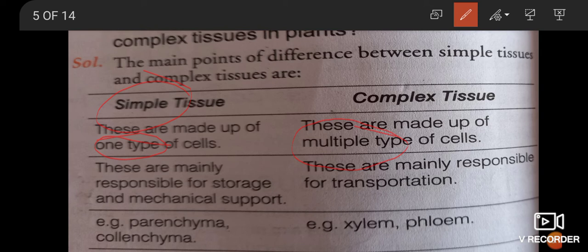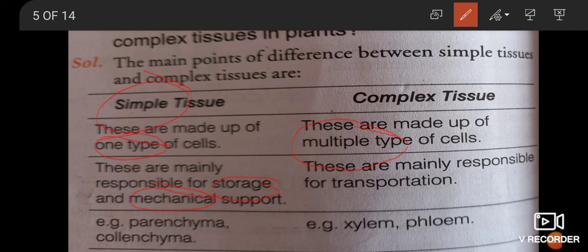So this is the main basic difference between simple permanent and complex tissue: simple has only one type of cells, that is why it is called simple permanent tissue, whereas complex has different kinds of cells, that is why it is called complex. Now the second difference is that simple tissues are mainly responsible for storage and mechanical support. The main function of the simple permanent tissue is storage of food or storage of waste materials or giving mechanical support to the plant.